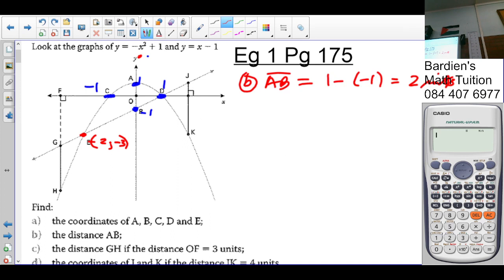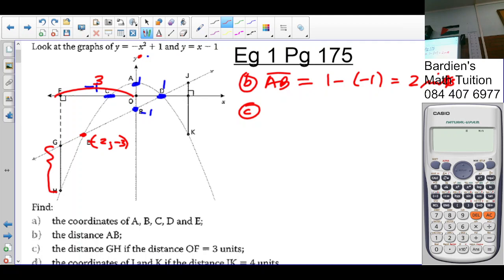See the distance GH. The distance GH, if the distance of OF is 3. They want this length here. The length of GH, if the length of OF is 3 units. Okay.